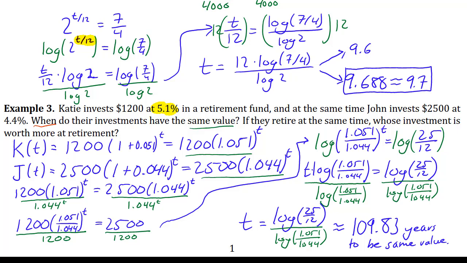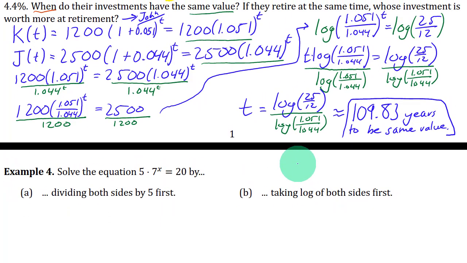So I think it's pretty safe to say that unless they live to be 130 years old or something, Katie will have less money. So John will have more. John is the answer to that question. Okay. That's a tricky problem. We'll do some more tricky problems in the next video. See you then.